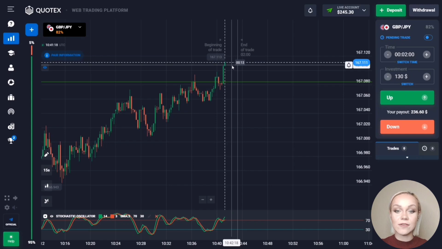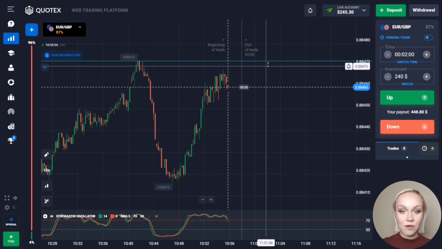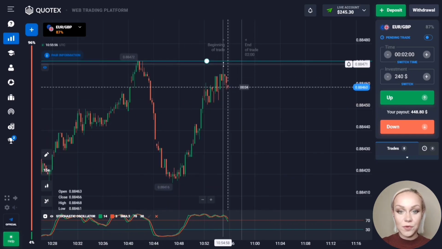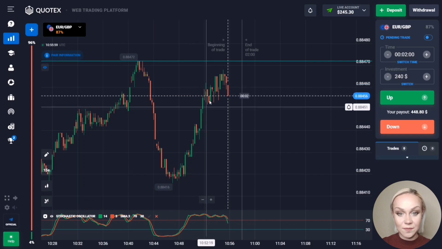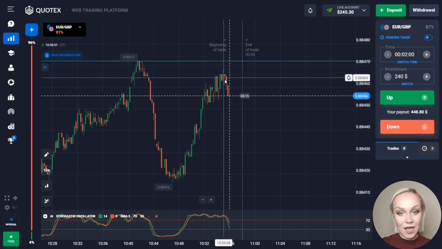As you can see, this level has been broken through. Everything is going well. Let's continue and find the next entry point. Here we have the level of resistance. We see that there was an upward movement and at the moment there was a fading. The price turned around and is moving down. Let's open a trade for a fall for 1 minute.